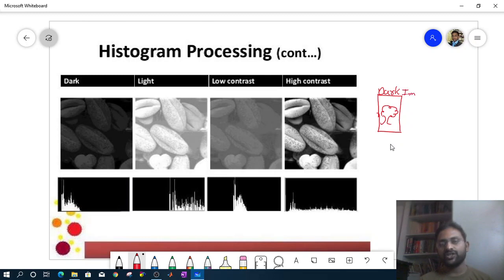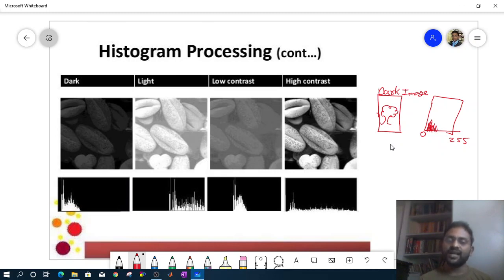Dark image. The corresponding histogram I will draw here, from 0 to 255 axis. For a dark image, most of the histogram will be in the vicinity of the 0th axis.